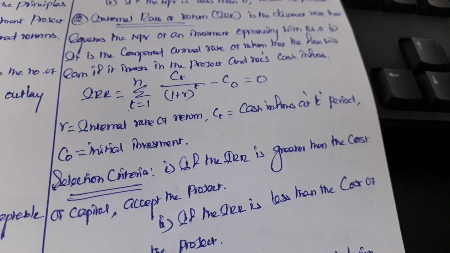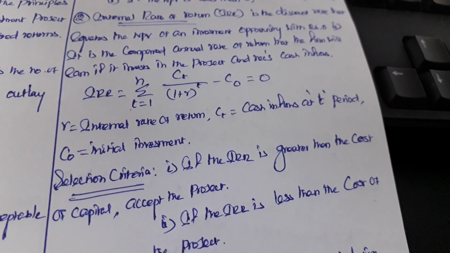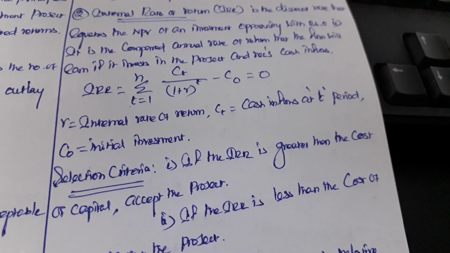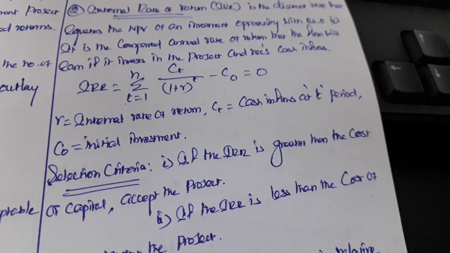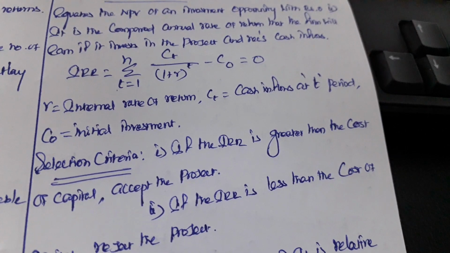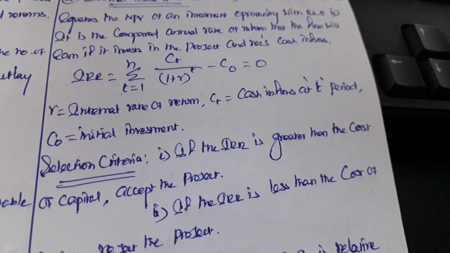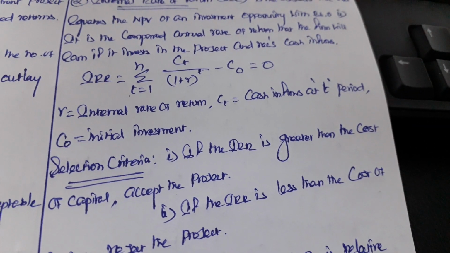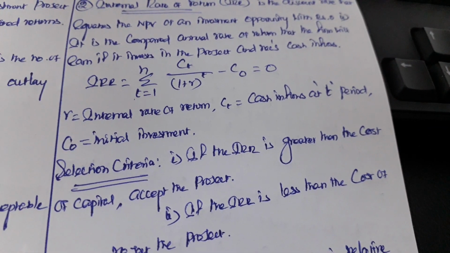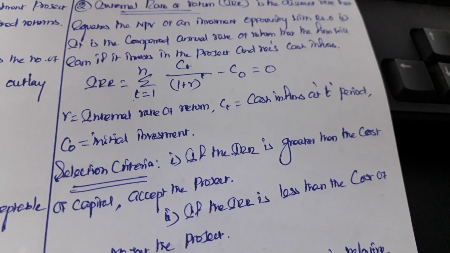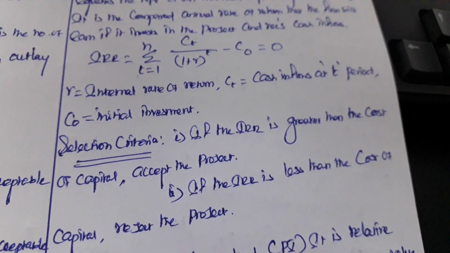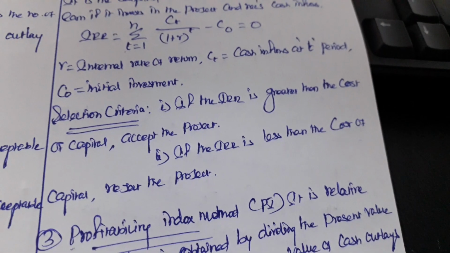To find out IRR, we have the formula: summation from t equals 1 to n of Ct divided by (1 plus r) to the power t, minus C0, must be equal to 0. R denotes the internal rate of return, Ct the cash inflows at period t, and C0 the initial investment.